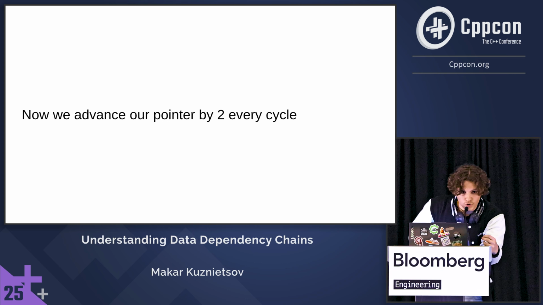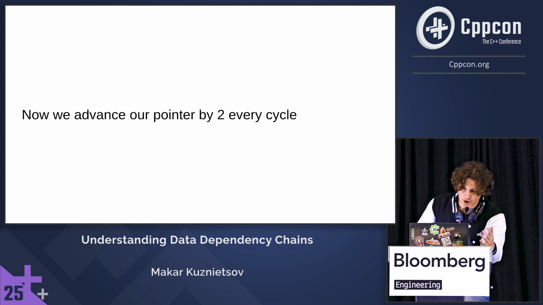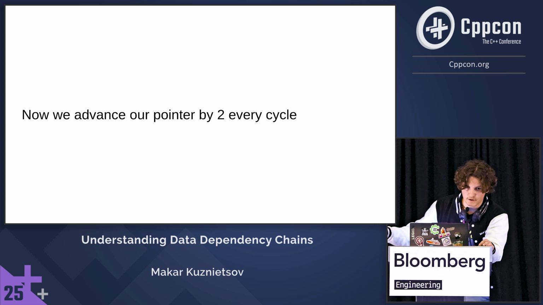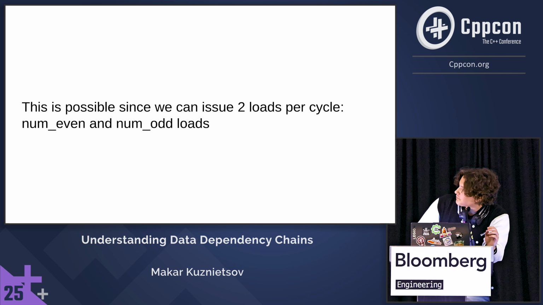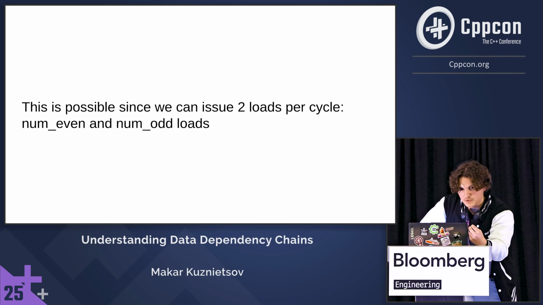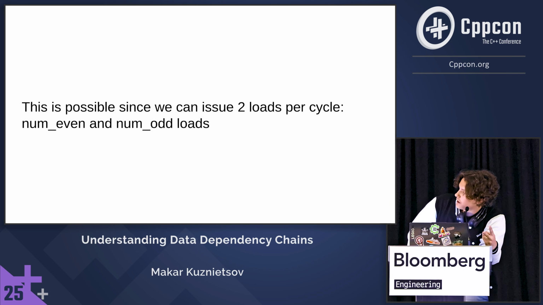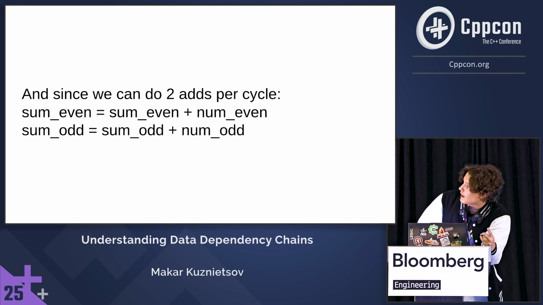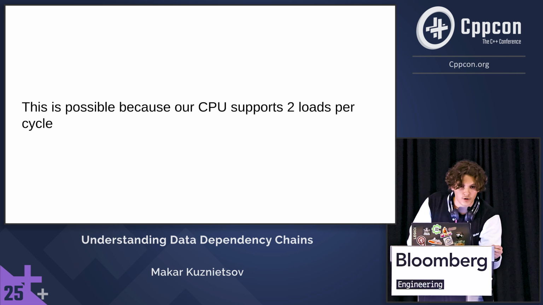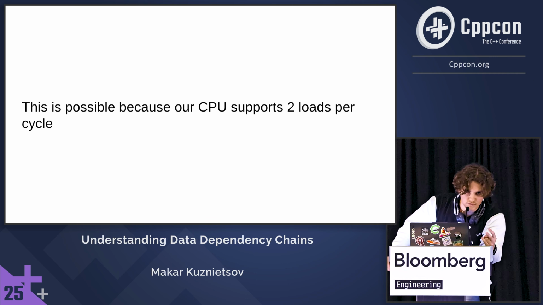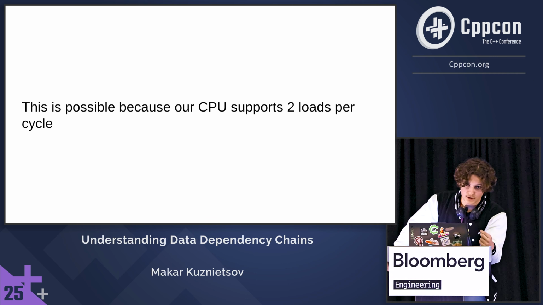So now we're able to advance the pointer by 2 each cycle. By 2, I mean by 8 bytes because we have integers, just like 2 integers. And then we can issue 2 loads per cycle because we have 2 sums, num even and num odd. And we can do so because our CPU permits it. On most modern CPUs, we have 2 load ports. They can be utilized in the same cycle.